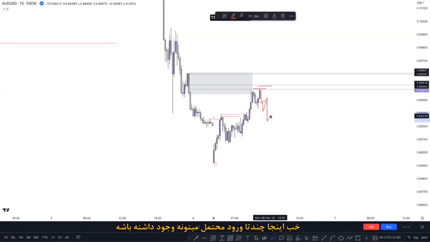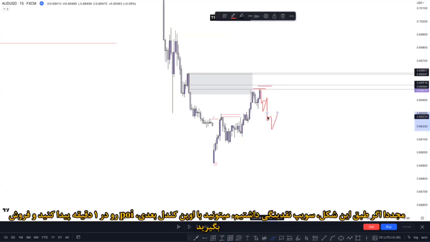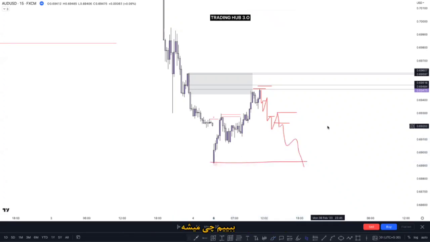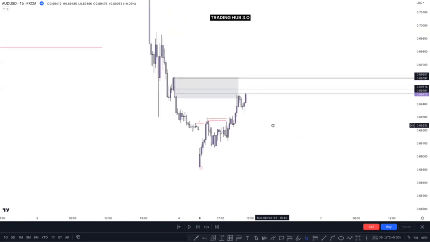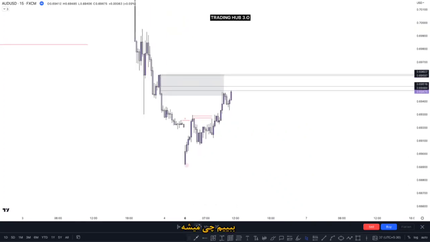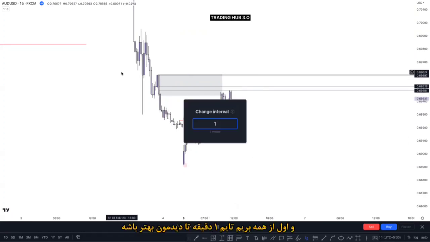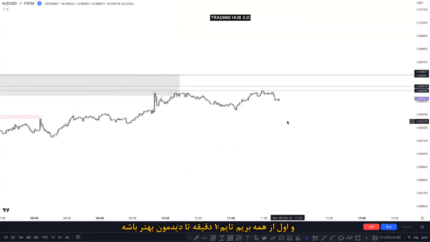So how many possible entries are there here? Again, the previous candle high is taken out and price pushes downside, and on the next candle open, you can find a PD array in a 1 minute time frame until it takes out this low. Okay, so let's see what is happening here. First of all, switch to the 1 minute time frame to see exactly.